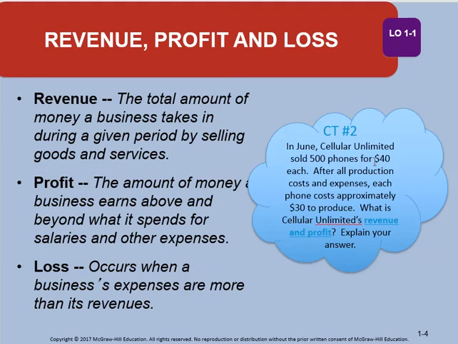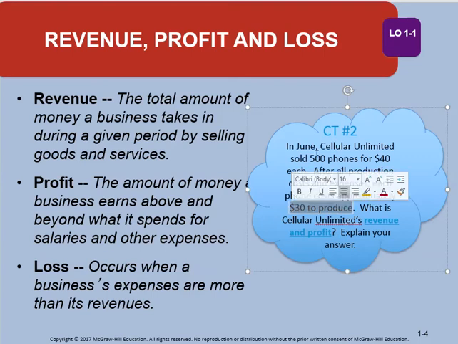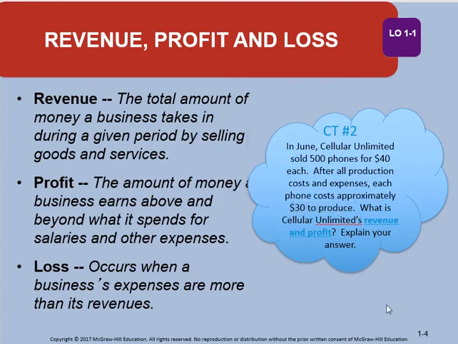They took in the $40 per phone times 500 phones. And their profit, well, you have to take their revenue and subtract all their expenses. So what are their expenses? It's $30 a phone times 500 phones. Once you figure that out, those are their expenses. You subtract the expenses from the revenue, and that will give you the profit.